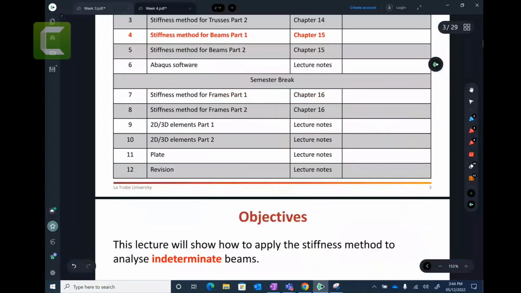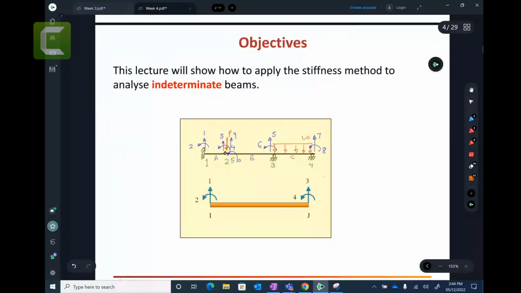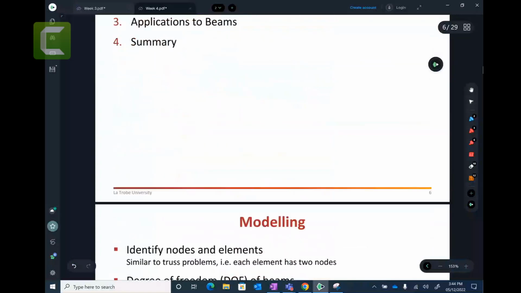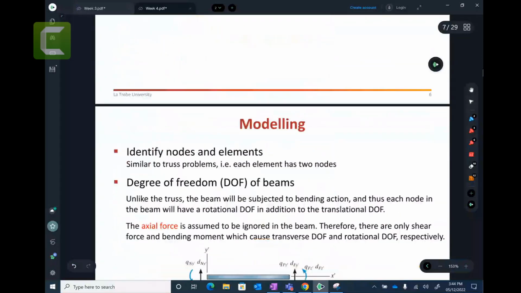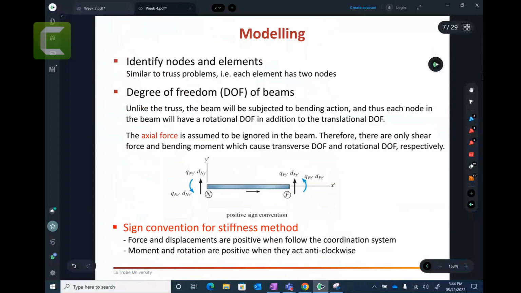Okay, all right. So last week we did the stiffness method for the truss. This week we're going to do it for the beam. Now the modelling is the same, so we need to identify. You remember, I'm always going to refer back to the last two weeks, so it will give you the revision as well.